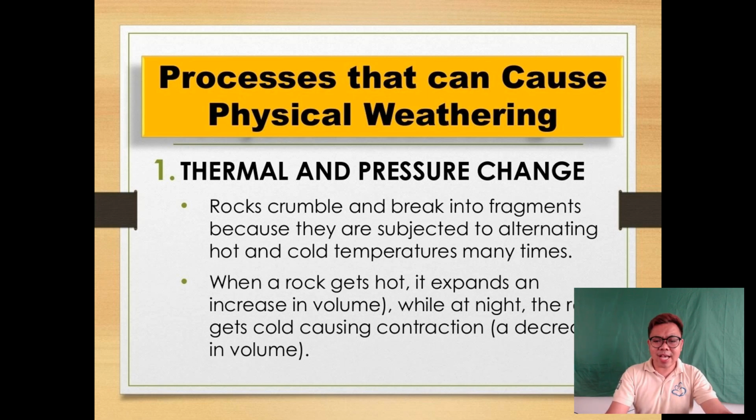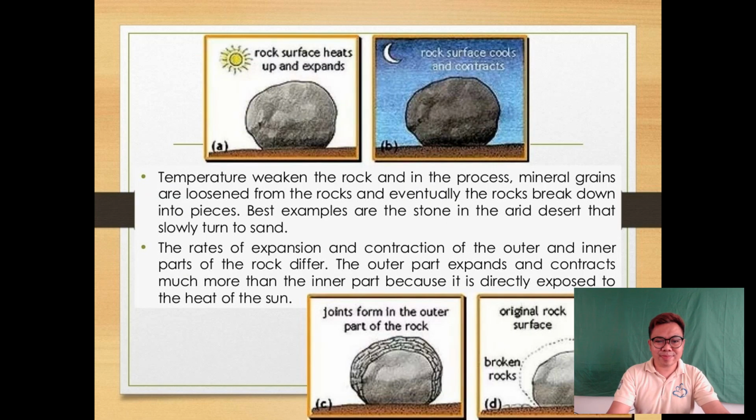When a rock gets hot, it expands and increases in volume. Then kapag gabi at lumalamig, it gets cold, causing contraction or decrease in volume. This is an example of a picture showing that event. So temperature weakened the rock and it's in the process. Mineral grains are loosened from the rocks and eventually the rocks break down into pieces.